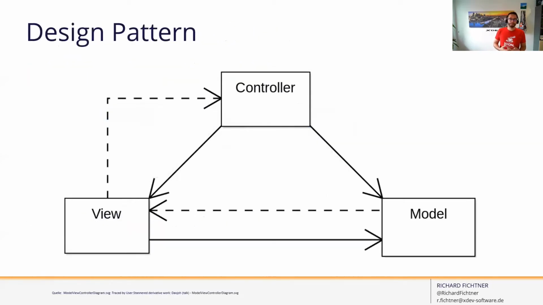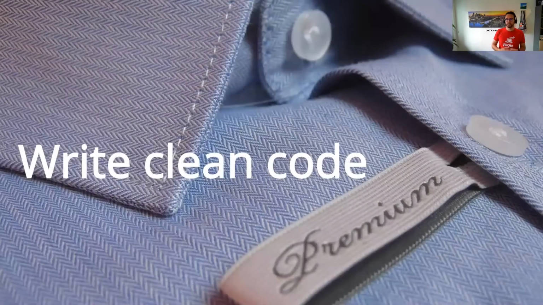Also, an easy way to reuse something, if you can't reuse a framework or code, is you could reuse design patterns, but that's a whole other talk. Let's get to the third level of code, writing clean code. So that's what you're here for, right? So we'll have a look at how to write clean code.